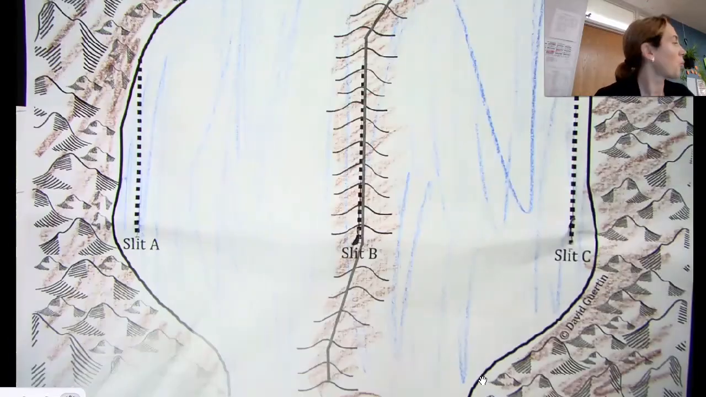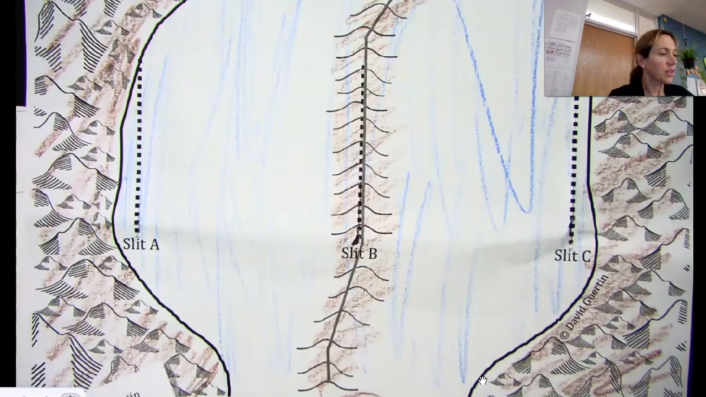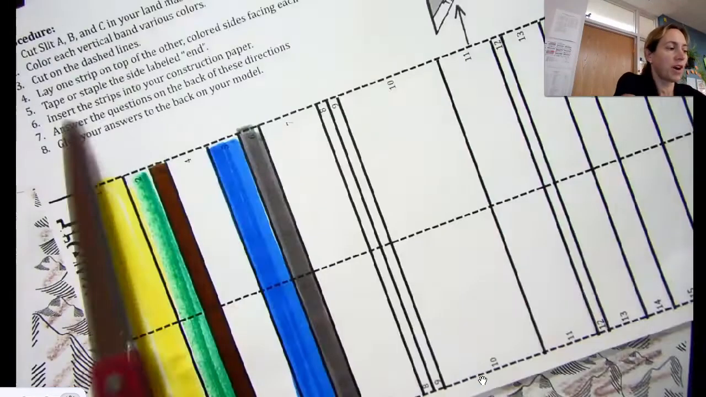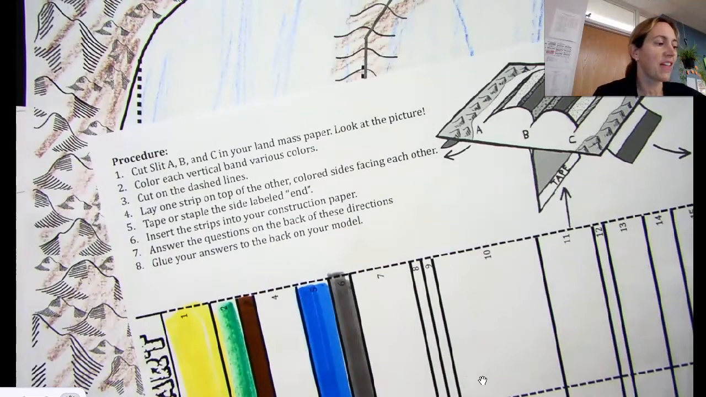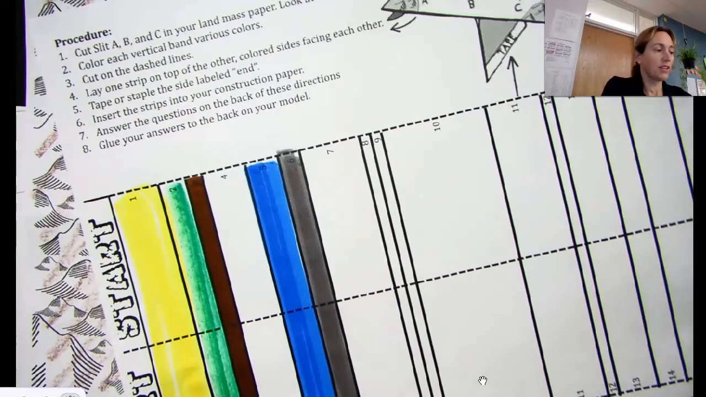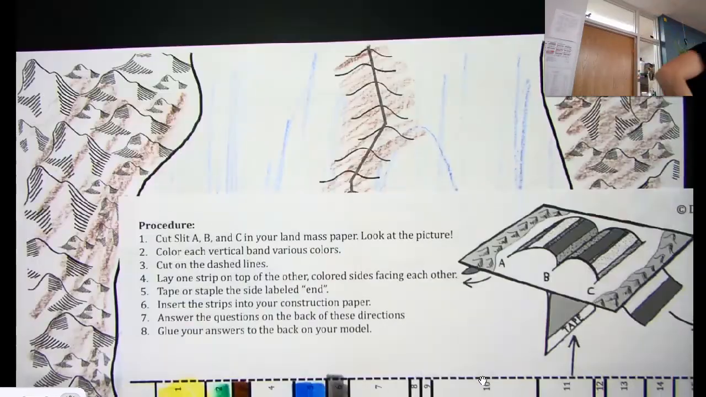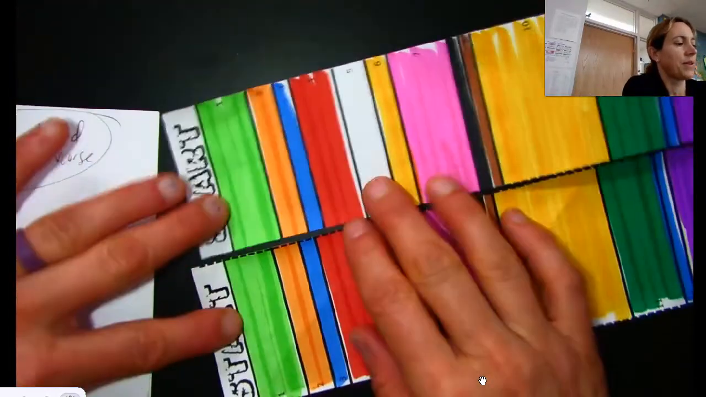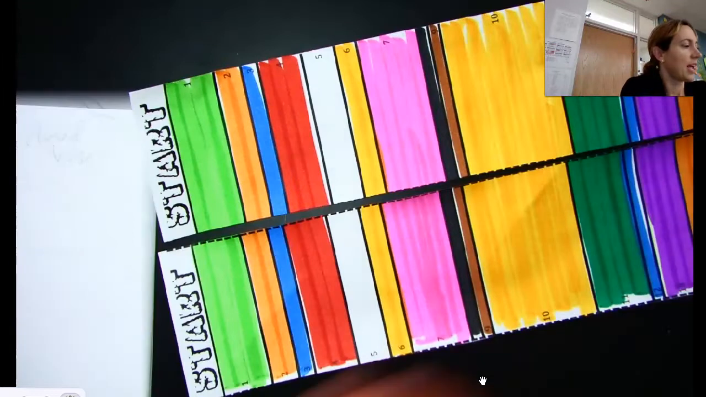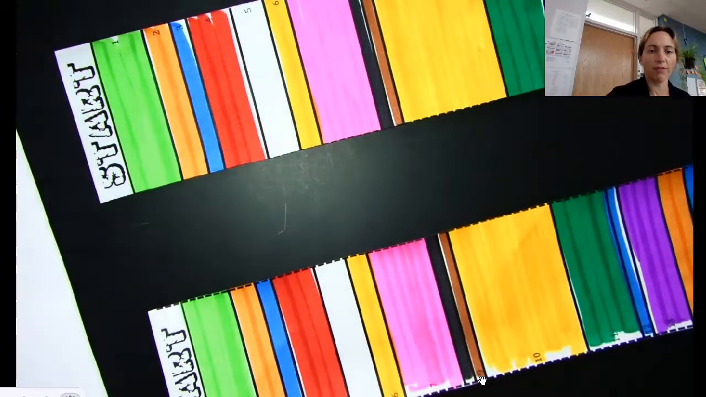Okay. Now, once you have it all colored, you are going to move on to step number 3, and it says cut on the dashed lines. And what does that mean? Well, find your dashed lines, and you are going to cut here, here, and here. And what you'll end up with, I'm going to take this one apart so you guys can see what I mean. What you end up with is 2 strips that you colored and are now separate. So now you have 2 strips.